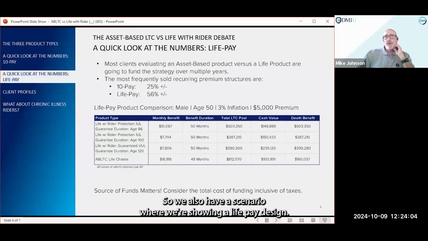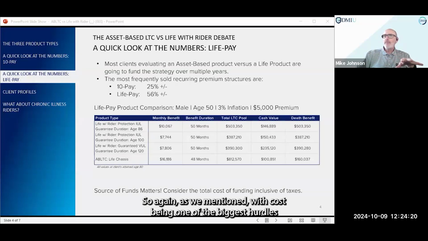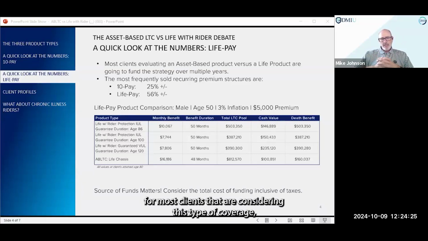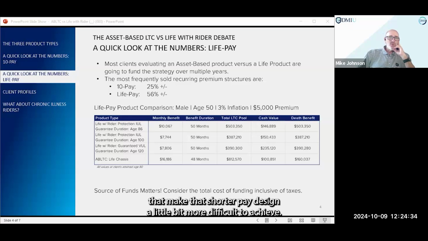So we also have a scenario where we're showing a life pay design. Now, this is a little bit different than the last summary table. We're showing a male age 50, funding $5,000 a year, and that's paid all the way out to age 100. So again, as we mentioned, cost is one of the biggest hurdles for most clients considering this type of coverage, and life pay can offer a lot more affordability to those who have other financial obligations that make a shorter pay design more difficult to achieve.